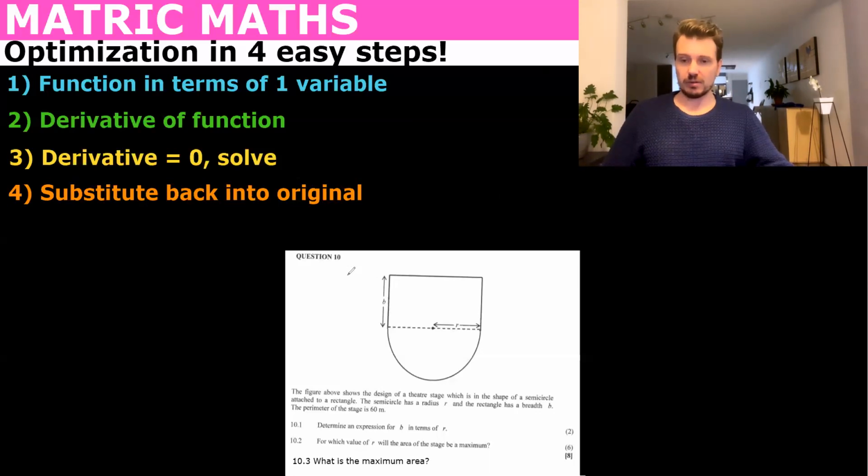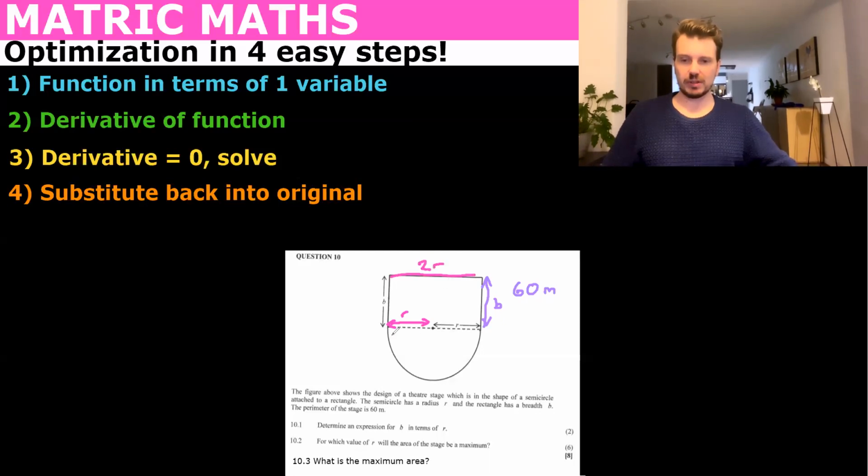All right, so we're given a question here where we've got a semicircle and a rectangle, and we're told that the rectangle, the perimeter, is equal to 60 meters. Now we're also told that this side is B, which means we know that the other side is also B. And of course, if the radius of the semicircle is R, then this is also R. And so, of course, this at the top, because it's a rectangle, is also going to be 2R.